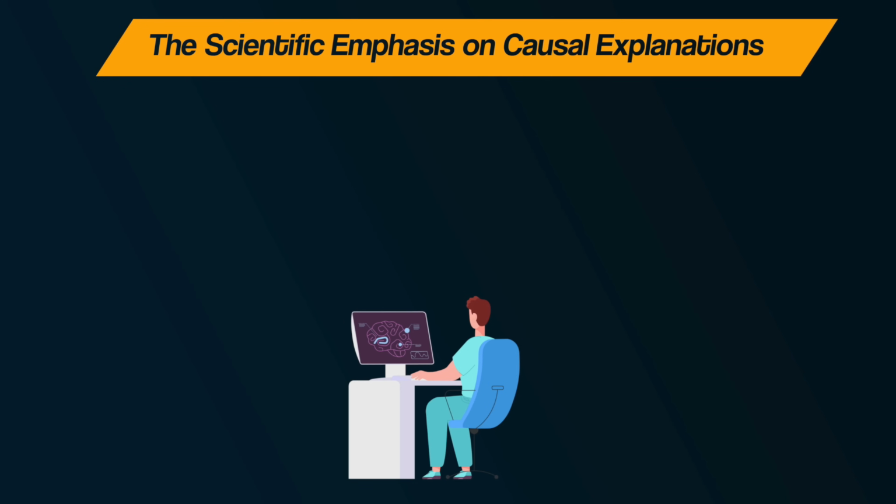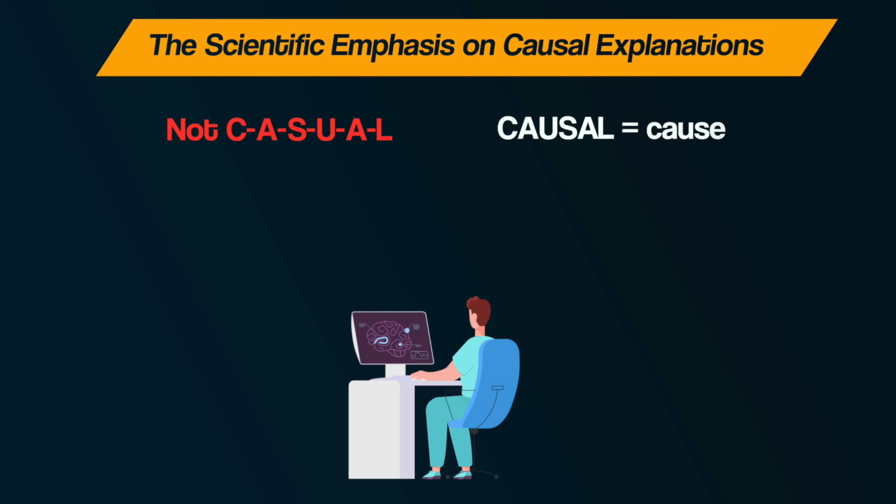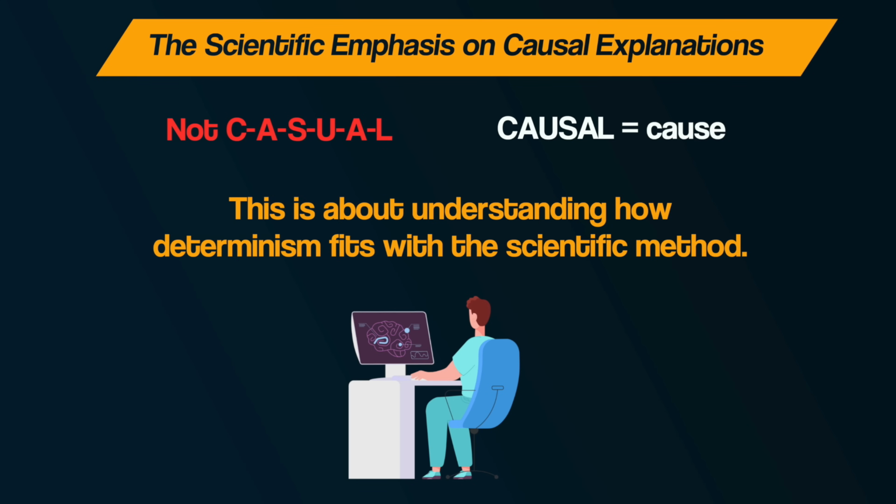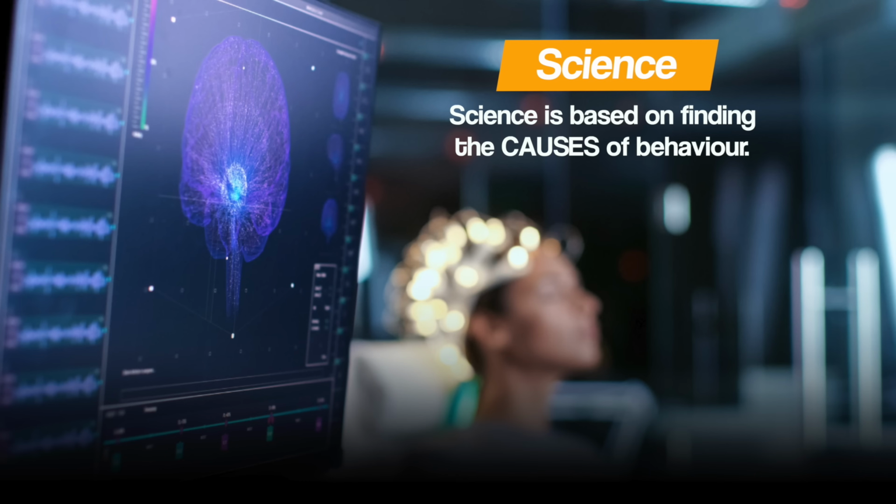Next, you need to know what is meant by the scientific emphasis on causal explanations. Please note that it does not say casual, but causal. This is about understanding how determinism fits with science. Determinism is fundamental to science because it focuses on investigating causes of behavior and being able to predict behaviors through hypotheses. The scientific emphasis on causal explanations requires a clear understanding of cause and effect.